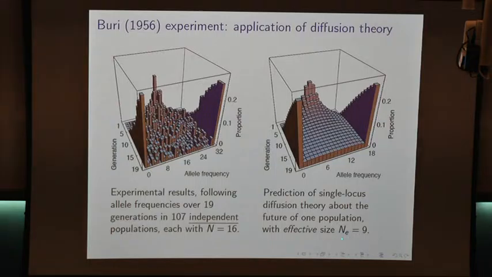One little glitch or interesting thing, depending on how you look at it, is that I made this graph. And the way that I had to do it is I had to fiddle with the population size in my diffusion model until it fit the number of populations that fixed by the end of the experiment. And I had to make the effective population size smaller, equal to 9 diploid individuals instead of 16, in order to get the fit that you see here.